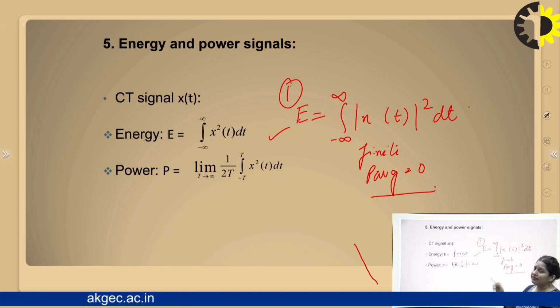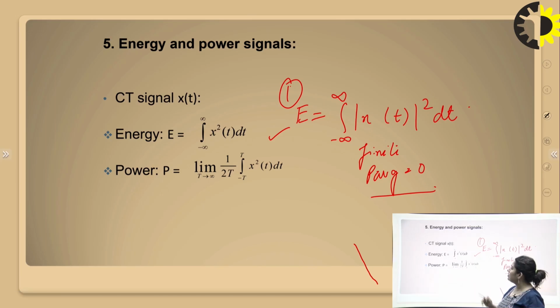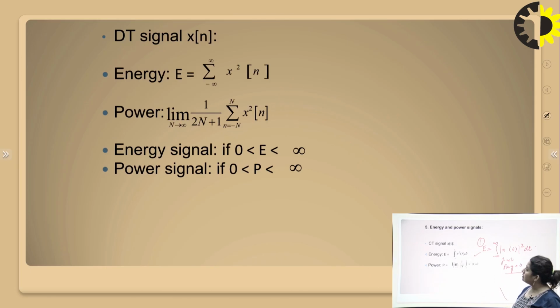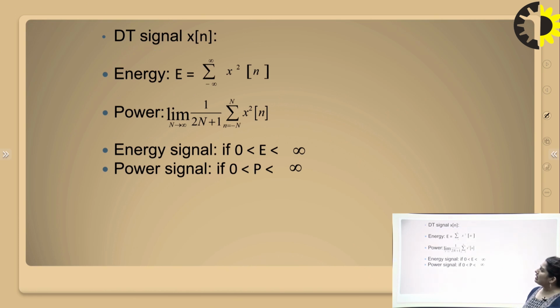Similarly, power is defined as energy by time. So we can write the limit as T tends to infinity of 1 upon 2T times the integral from minus T to T of magnitude of x(t) squared dt, which we can also write as x squared(t) dt. And in this case, when energy is finite, the average power is 0. Similarly, for discrete time signals, energy is the summation from minus infinity to infinity of x squared[n]. Power is defined as the limit as N tends to infinity of 1 upon 2N plus 1, summation from n equal to minus N to N of x squared[n].